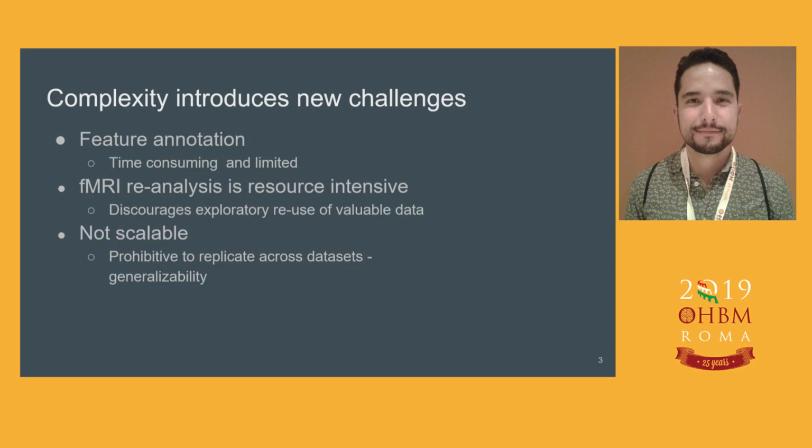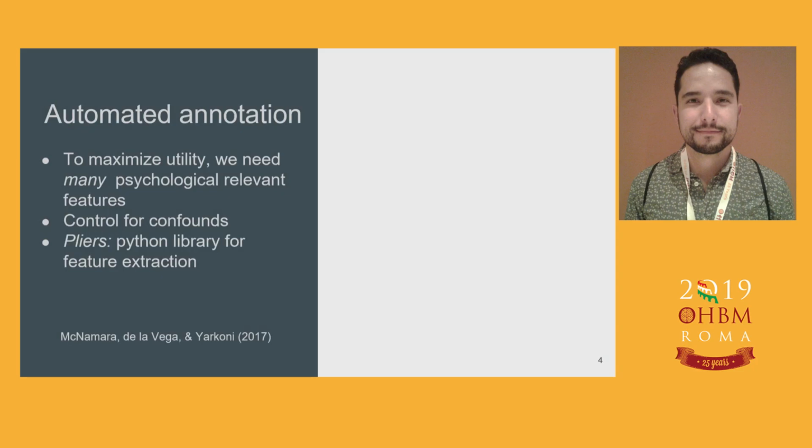And like I said, you really want it to be scalable, because as it is now, it's prohibitive to replicate analyses across datasets. So we can't really test the generalizability of our findings across datasets, which is what we'd really like to do if we want to learn something about how the brain works. So how can we really harness these awesome naturalistic datasets that we have available?